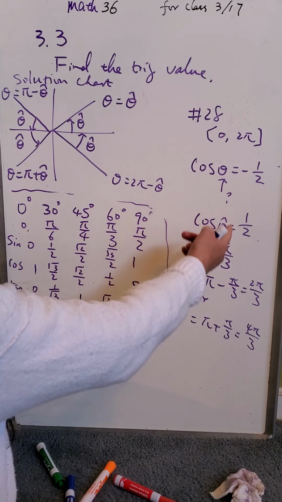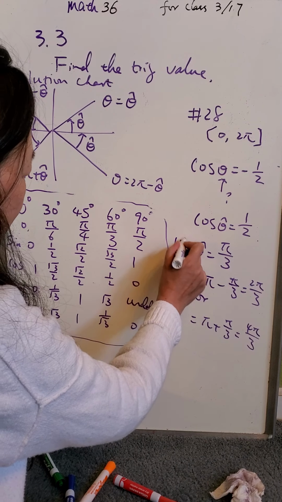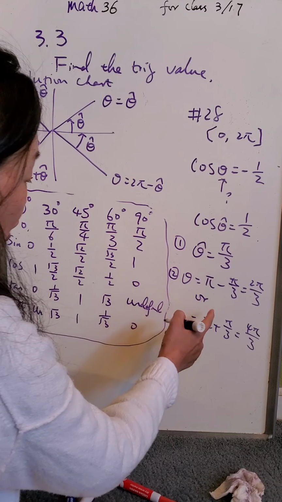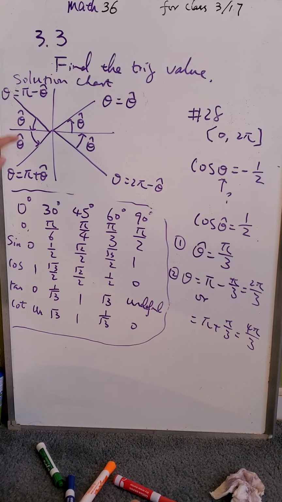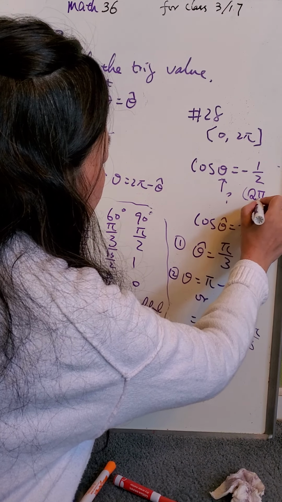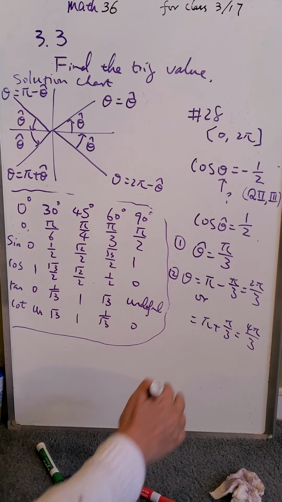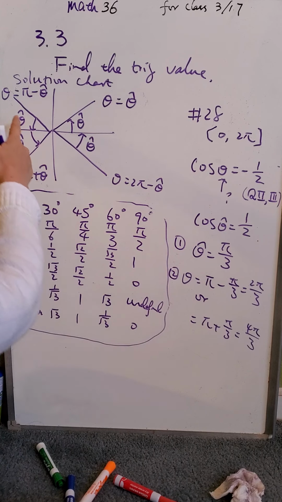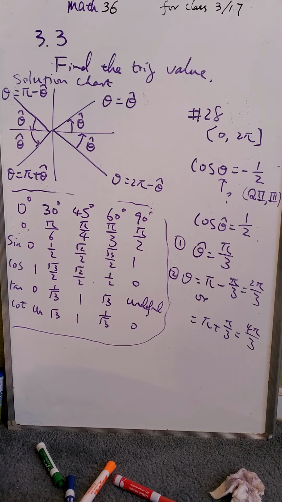First you get the theta hat out, that's step number 1. Step number 2 is to find out what quadrant you are in. Because it's negative, it's quadrants 2 and 3 for cosine. So you put down quadrant 2 and 3 for cosine negative. Quadrant 2 is pi minus, quadrant 3 is pi plus. So that's how you do number 28.